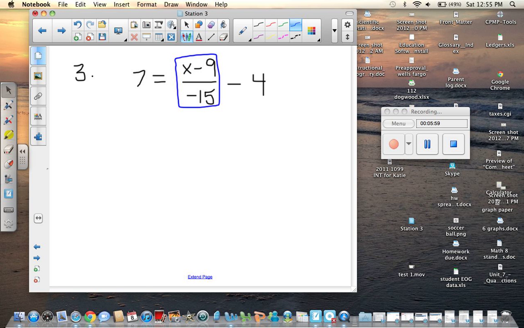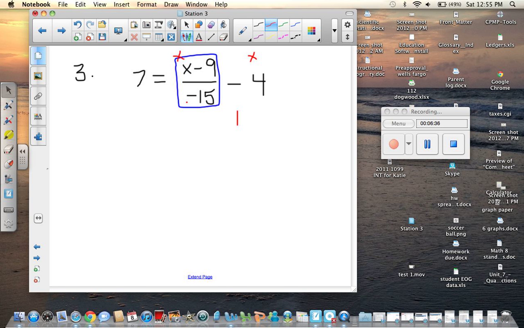A lot of people try to get rid of this negative 15 first, and if you do that, that's okay, as long as you multiply both this piece right here, the x minus 9 over negative 15, and the negative 4 by negative 15. People often try to just multiply the x minus 9 over negative 15 times the negative 15, but you have to remember that if you do multiply one side by a number, it has to be the entire side. And then you would multiply the left side by negative 15 as well.